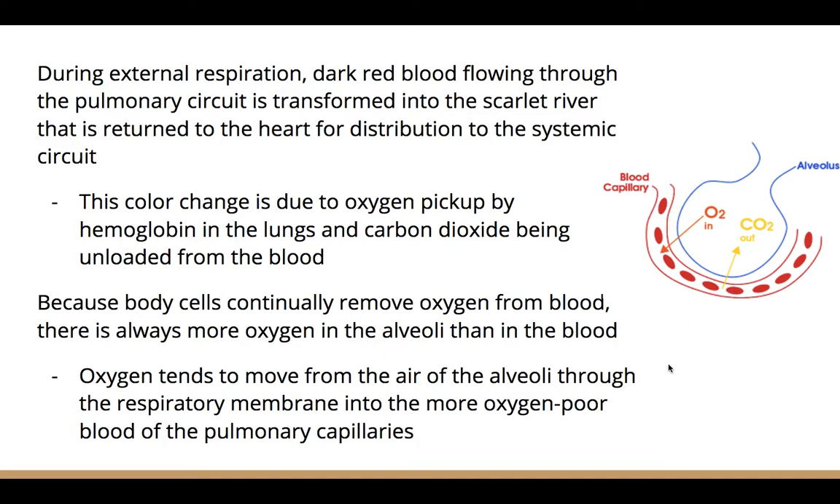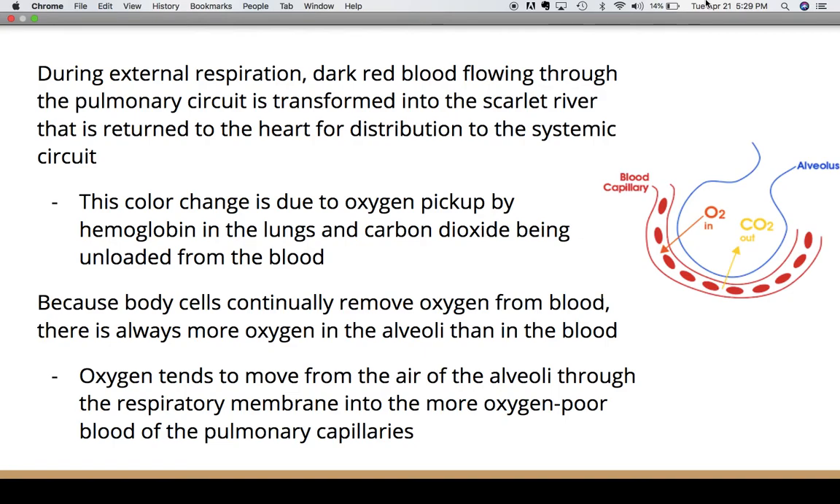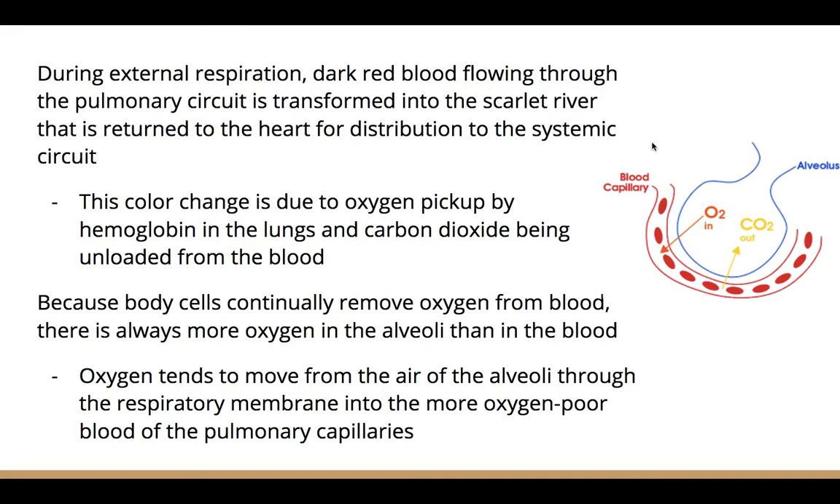Because body cells continually remove oxygen from blood, there's always more oxygen in the alveoli than in the blood. Oxygen tends to move from the air of the alveoli through the respiratory membrane into the more oxygen-poor blood of the pulmonary capillaries.